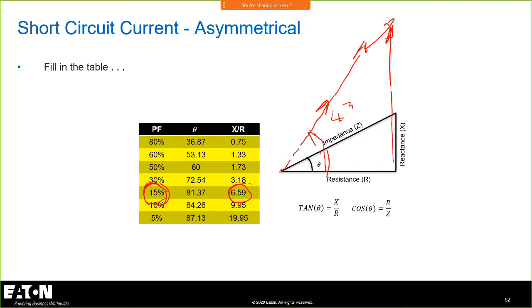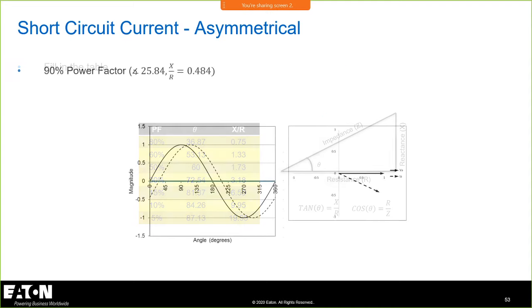So what you'll want to do, when we tell you what an interrupting rating breaker is, we know that the X to R ratio is around 6.6 right here. If your X to R ratio is greater than 6.6, which is pretty rare in a power distribution system, you're going to have to derate the overcurrent protective device. And you'll see that on your short circuit studies.